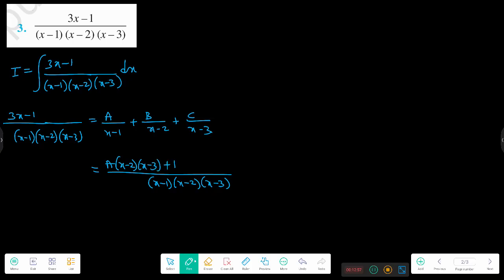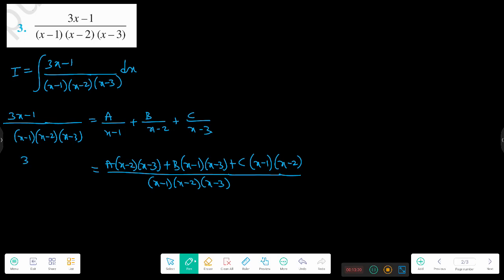Plus B into, here what is missing? x minus 1 and x minus 3. Both are missing, so you multiply (x minus 1) into (x minus 3). And in the C term, what is missing? Yes, (x minus 1) into (x minus 2). This is the way to take the LCM when we have 3 terms.